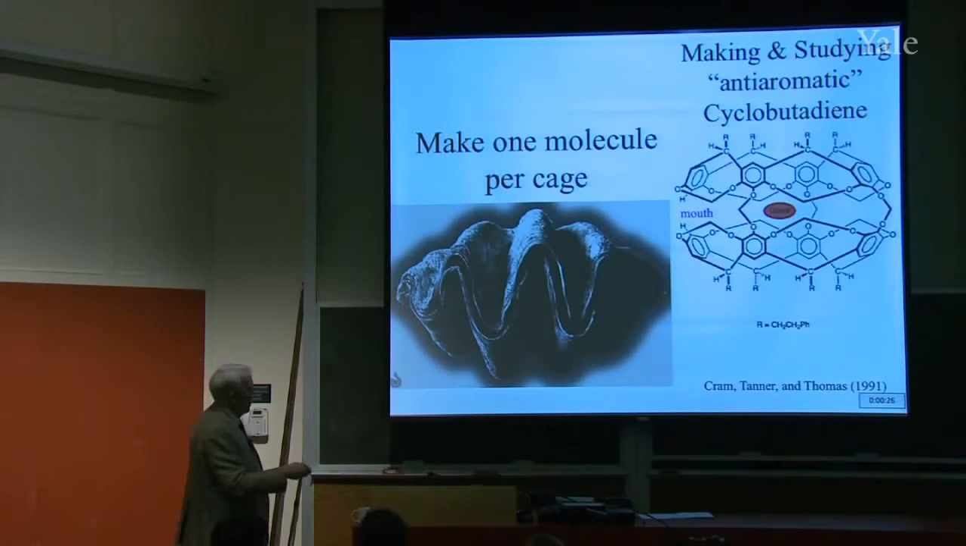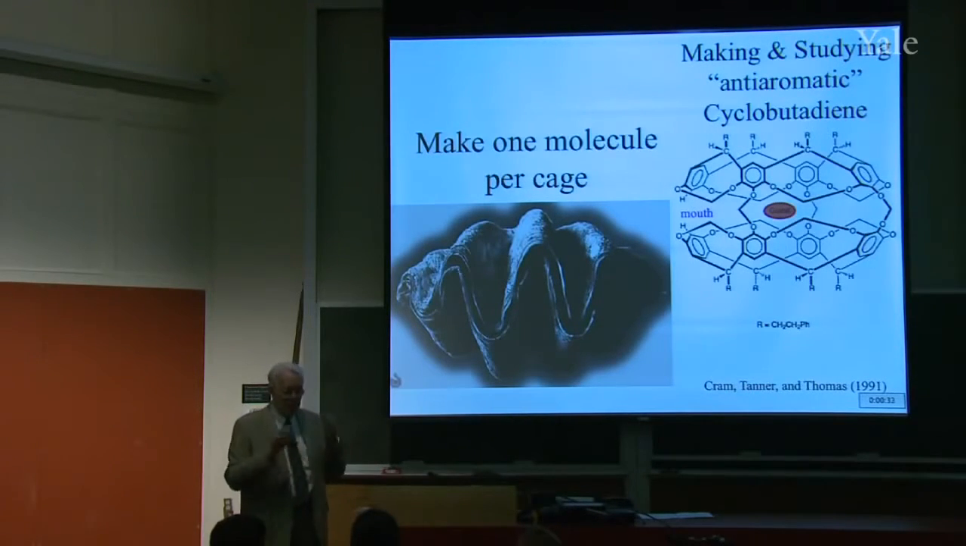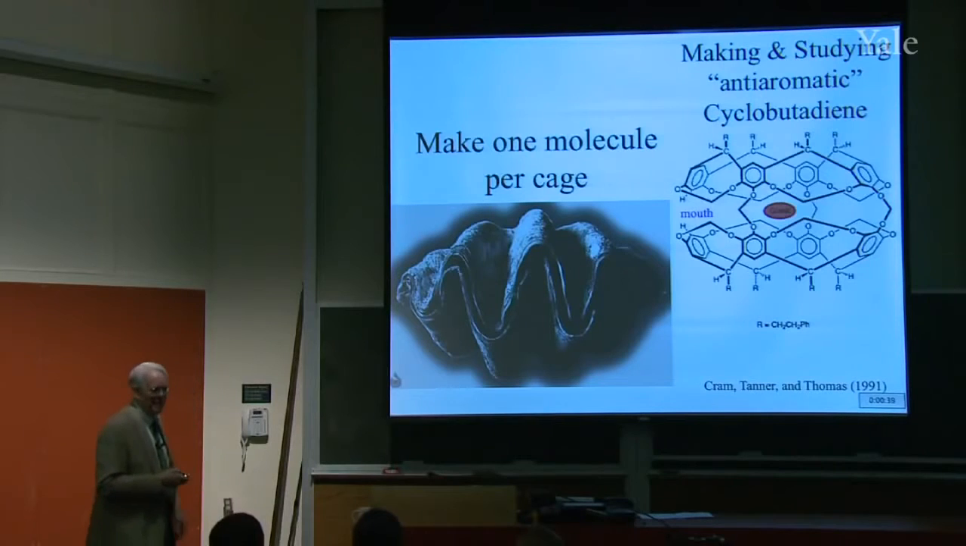And it was done by Donald Cram, who got the Nobel Prize, and Martin Tanner, the son of Dennis Tanner, who burned his eyebrows out with the 4th of July demonstration. They grew back again. He was not permanently marred. Thomas, I don't know.